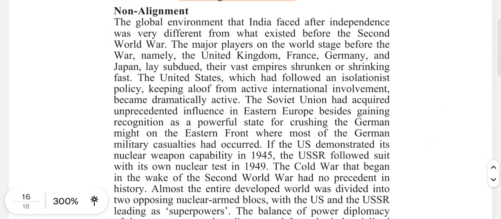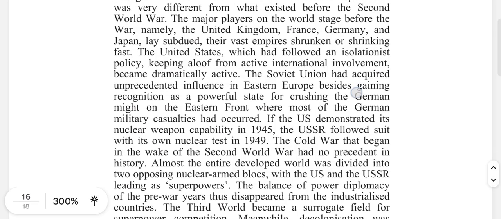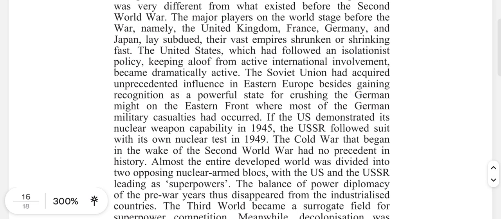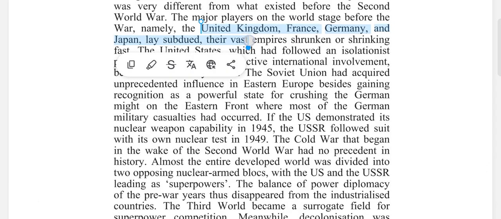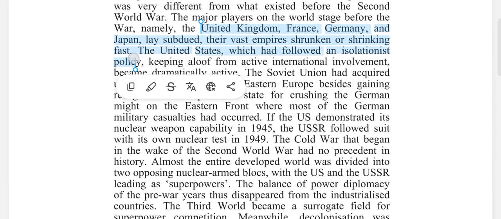the non-aligned movement. Non-alignment. The global environment that India faced after independence was very different from what existed before the Second World War. The major players on the world stage before the war, namely the United Kingdom, France, Germany, and Japan, lay subdued, their vast empires shrunken or shrinking fast.